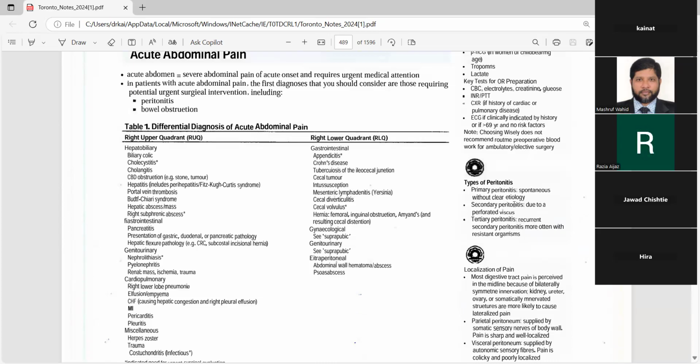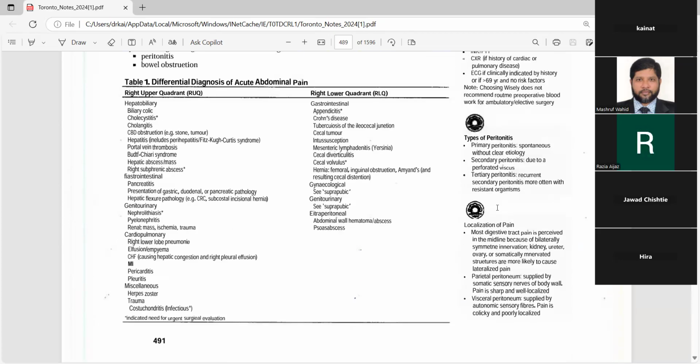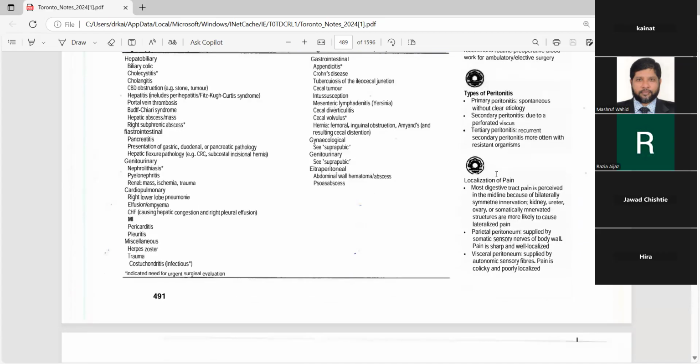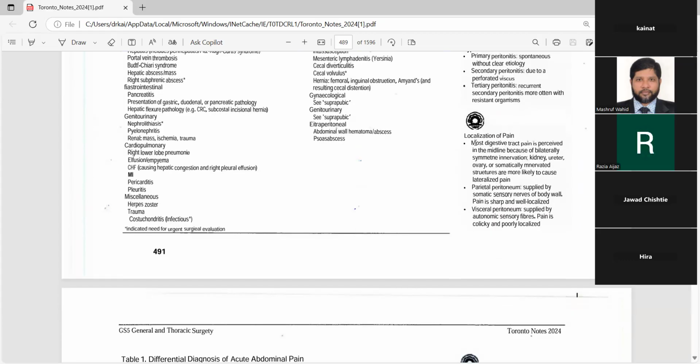Types of peritonitis: primary peritonitis, secondary peritonitis. So primary is basically where there is no etiology, and then secondary comes from a perforation, sorry, from any viscera. Then tertiary comes from the secondary, which has gone even worse.